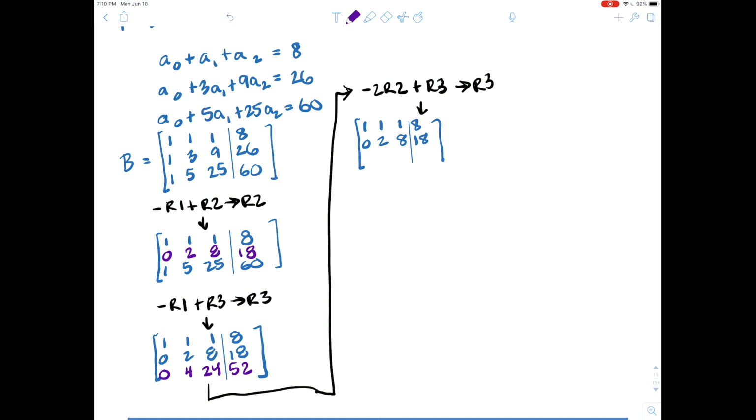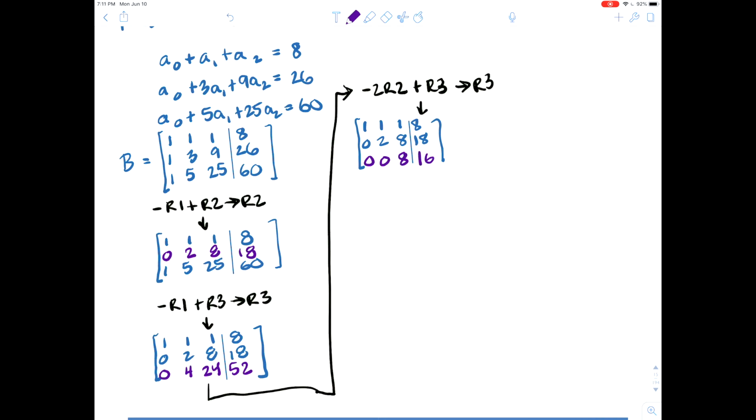So we'll end up with 0 plus 0 is 0. And then negative 4 plus 4 is 0. Negative 16 plus 24 is going to be what? Good, positive 8. And then what do we have? 18 times negative 2 is negative 36. So negative 36 plus 52 is going to be 16.